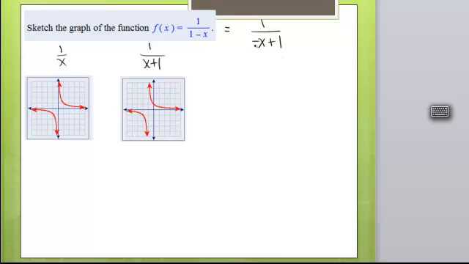But what happens with this negative that's in here? What does this negative inside the function do? The negative inside the function will make it reflect over the y-axis. So you take this entire graph and you reflect it or flip it over the y-axis. If you do that, your final graph would look like this one.